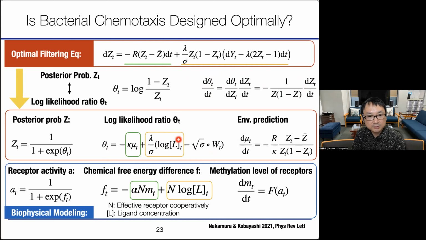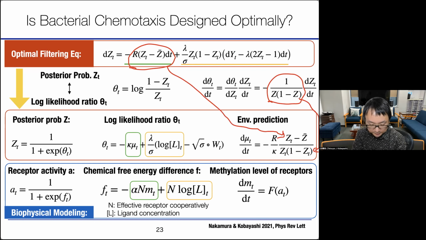So here we have ligand concentration. This is embedded in here. And also we have noise embedded in here. And also we introduce the mu additionally. So this mu should follow this equation. The right-hand side of this mu basically comes from this term and also this term. So this one comes here, and this term comes here.